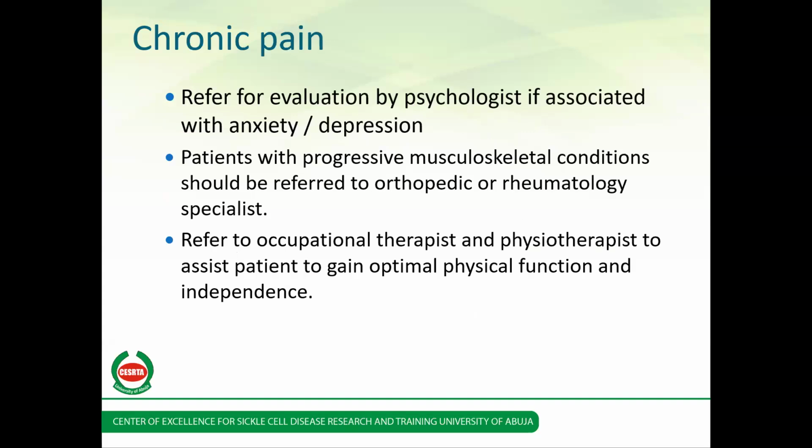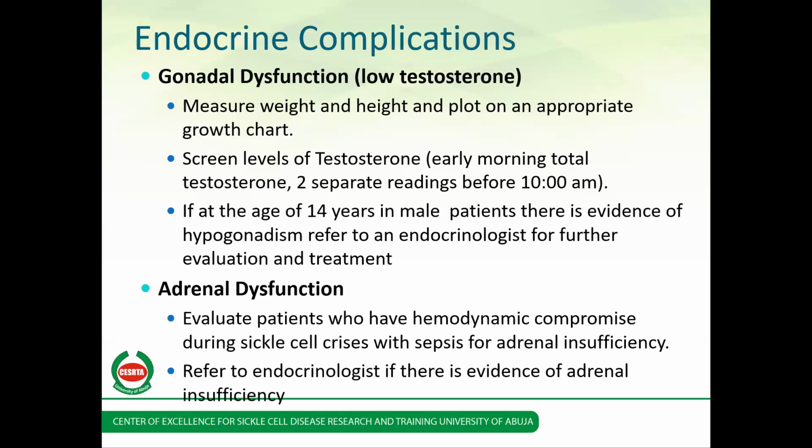Patients with progressive musculoskeletal conditions should be referred to orthopedic or rheumatology specialists. Refer to occupational therapists and psychotherapists to assist patients to gain optimal physical function and independence. So again, we can see the role of specialists. You know, it is multidisciplinary, that cannot be overemphasized.